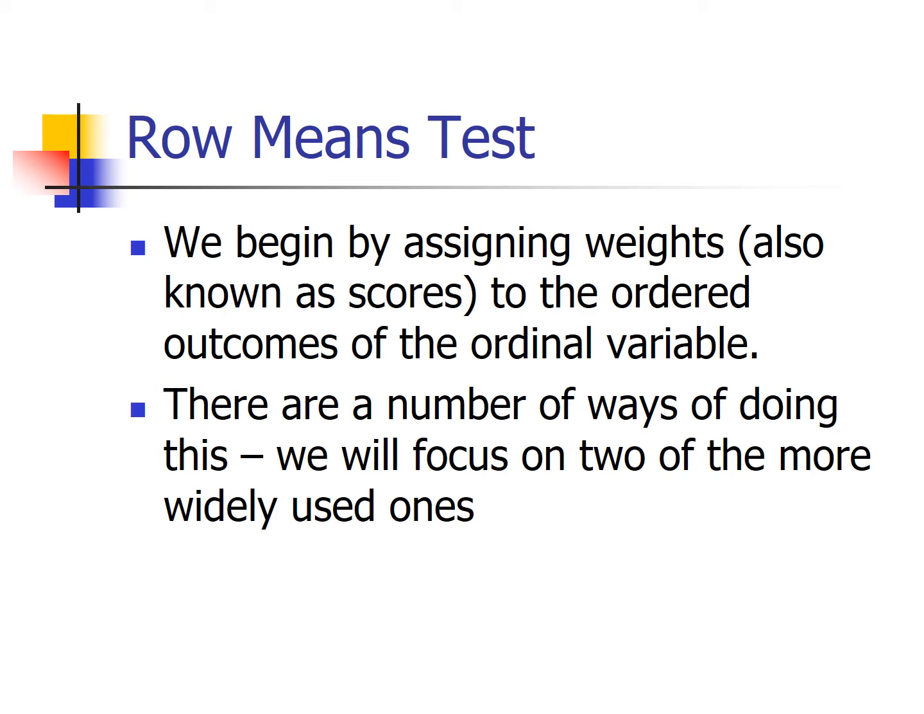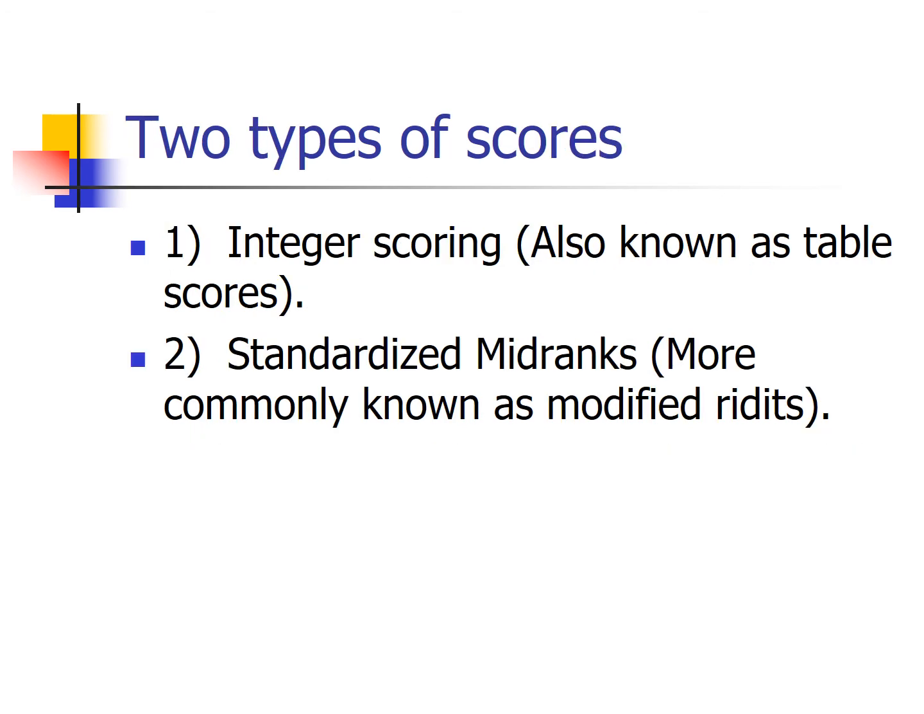So let's dig more deeply into how SAS is actually calculating these means. It does it by assigning these weights. So how do we go about creating or assigning the weights? Well, there's more than two ways of doing it, but two of the more common ones are integer scoring, also referred to as table scoring, and the second one is standardized midranks, more commonly referred to as modified Ridits, or sometimes abbreviated as mod Ridits.